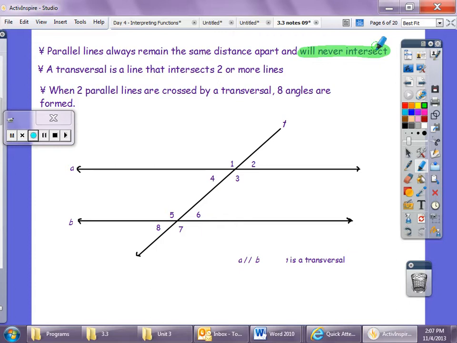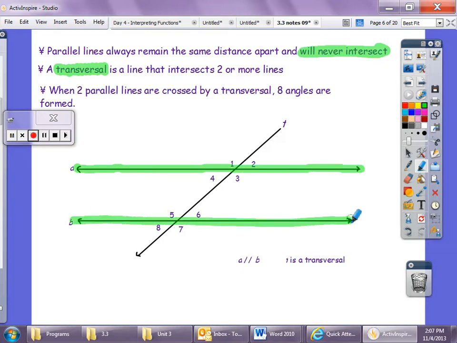The new vocab term, a transversal, is a line that intersects two or more lines. So a transversal is a line that intersects two or more lines. And when we have two parallel lines, they're cut by a transversal. So we have our two parallel lines, cut by a transversal.